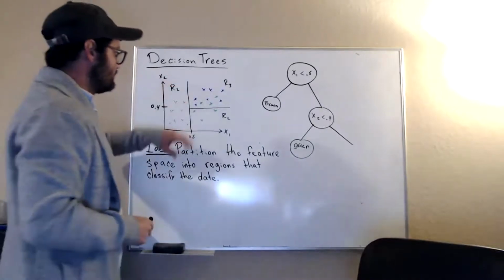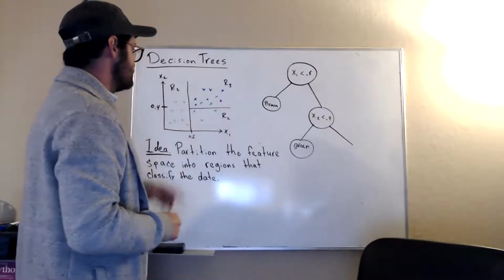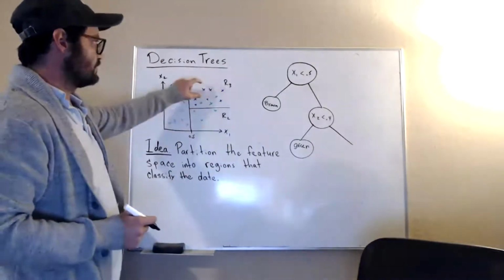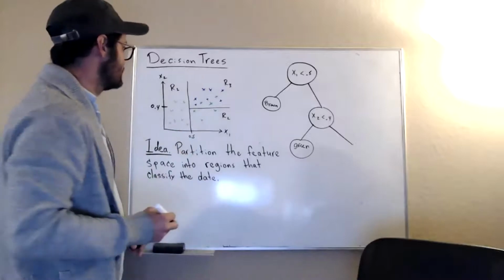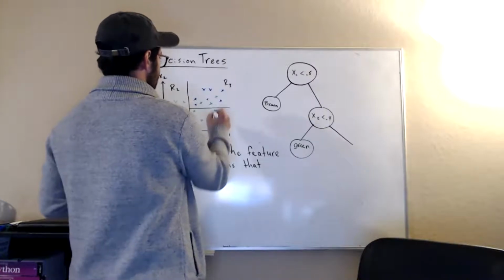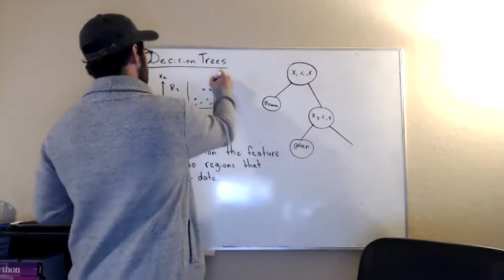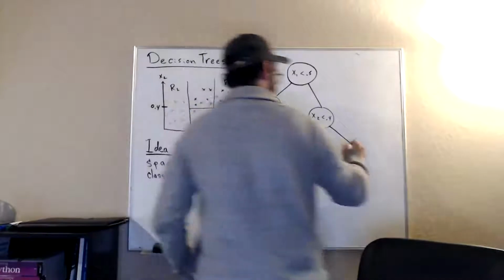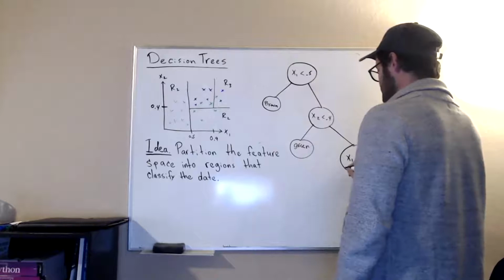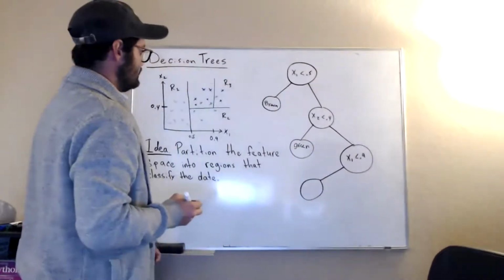And each time, we have these pure regions. Everything in R2 is green. Everything in R1 is brown. There is a ratio of the number of correctly classified versus incorrectly classified in a given region. So maybe we could partition again on, say, maybe here, like 0.9. And then we can say if x1 is less than 0.9, we have this region here.